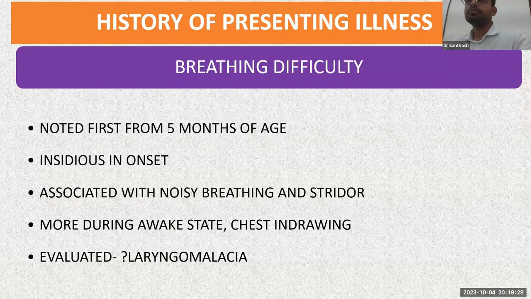Coming to the other complaints, breathing difficulty was noted first from 5 months of age, insidious in onset, associated with noisy breathing and stridor, more during the awake state, associated with chest indrawing. The child was evaluated elsewhere in a private hospital and was opined as laryngomalacia and the parents were reassured.